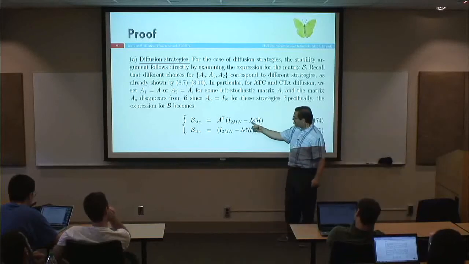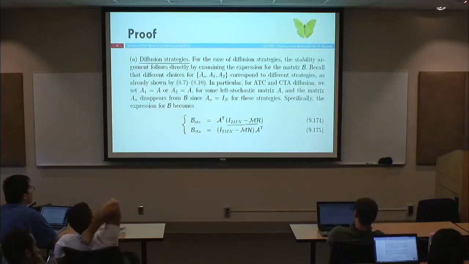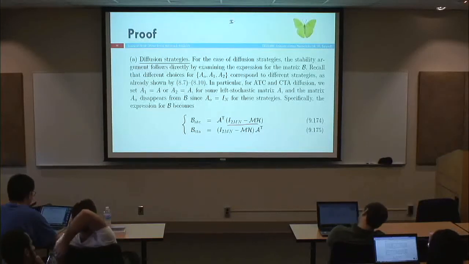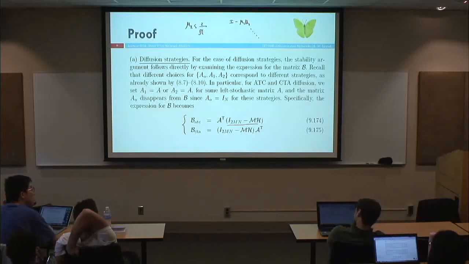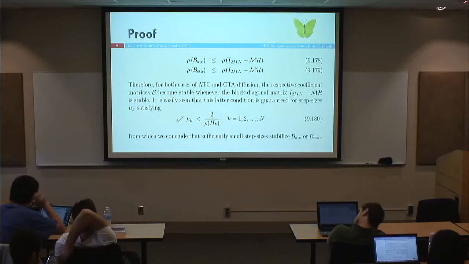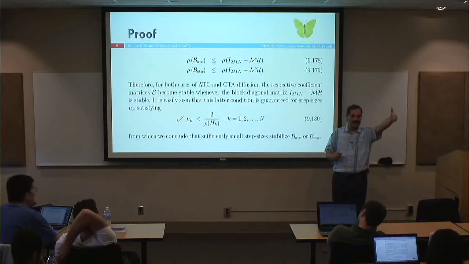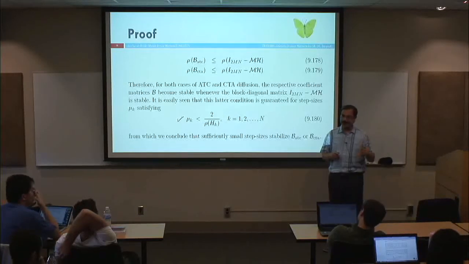Now, I can choose the step size to make I minus MH stable, right? Because this is simply a block diagonal matrix. It will have I minus mu1 H1, and then repeated on the diagonal, I minus mu2 H2, right? Each one of them can be made stable if you choose mu k to be less than 2 over the spectral radius of Hk, correct? So here it is. If you choose your step size to be less than that, then I minus MH will be stable, and therefore the B corresponding to diffusion, whether it is ATC or CTA, is stable.